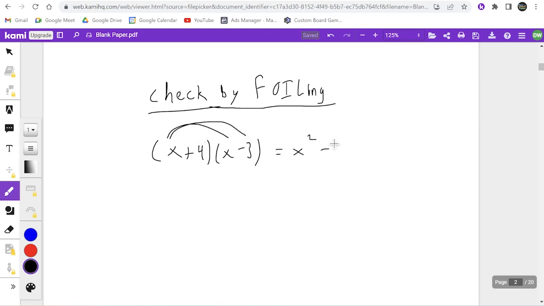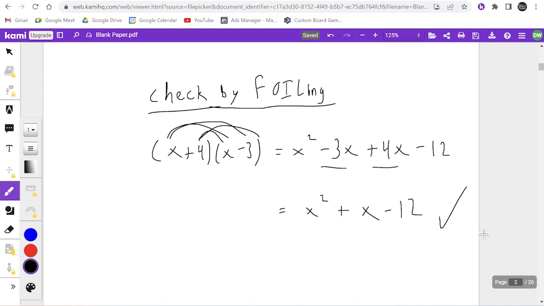x times negative 3 is minus 3x. 4 times x is plus 4x. And then 4 times negative 3 is minus 12. You combine the like terms, the negative 3x and the plus 4x, and you'll get x squared plus 1x, or just x, minus 12. And was this the original problem? The answer is yes. And because it was equal to the original, check, we're good. If for some reason it did not match, that means you factored wrong and you got to do it again.